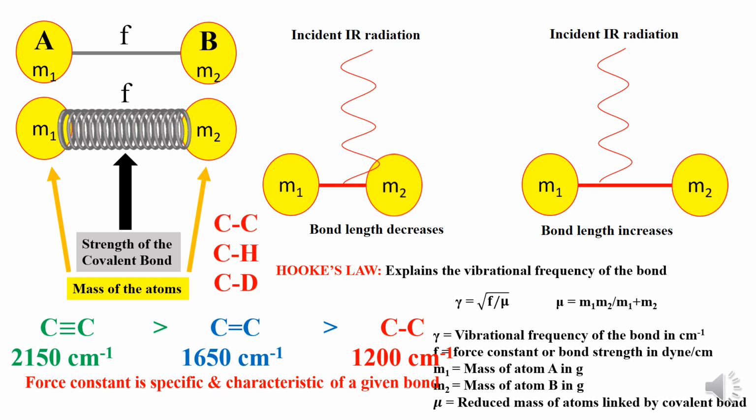So that is about the strength of the bond or the force constant, which is specific and characteristic for a given bond. Now what about the mass of the atoms? The mass of the atoms also plays a crucial role in determining the vibrational frequency of the bond. Now the two atoms held together by covalent bond could be of same mass or of different masses. Like in case of carbon-carbon single bond, they are of similar mass, while in case of CH bond and carbon-deuterium bond, they are of different masses.